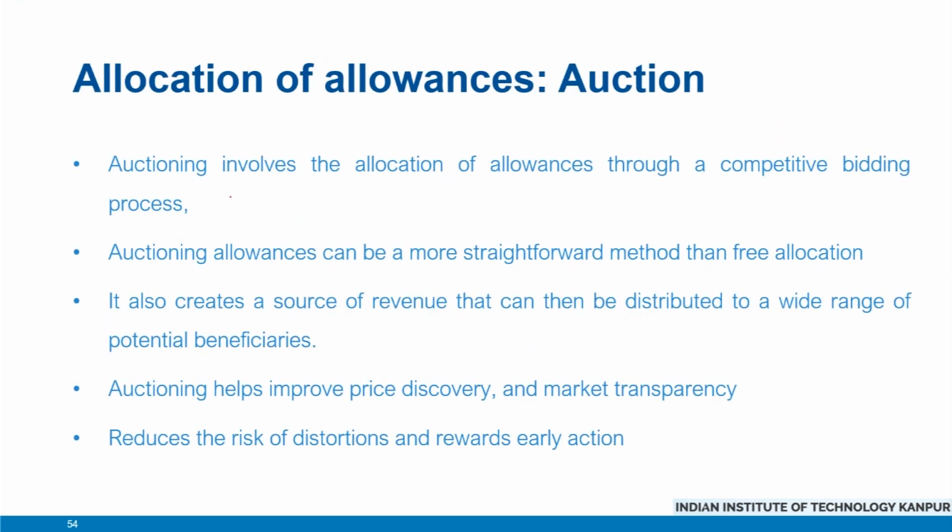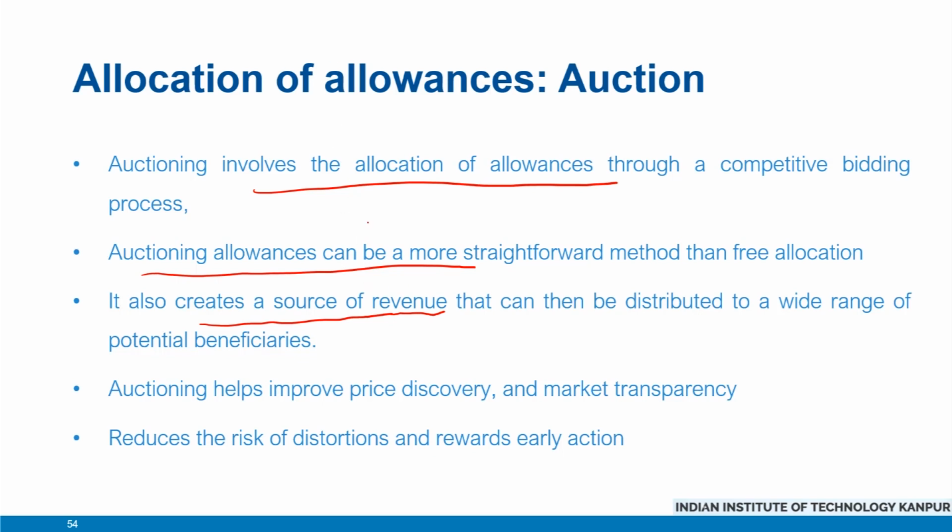First and foremost, auctioning involves selling allowances through a competitive bidding process, allowing for price discovery and strong incentives for carbon abatement, that means reduction of emissions. Also, auctioning of allowances can be a more straightforward method than free allocation, as it does not require any collection of baseline data or negotiation of individual allocations or targets. And it also creates a source of revenue for the government and regulatory body, which can then be distributed to a wide range of potential beneficiaries.